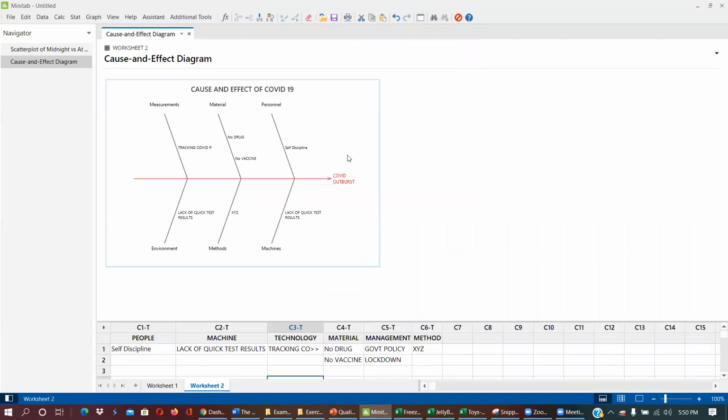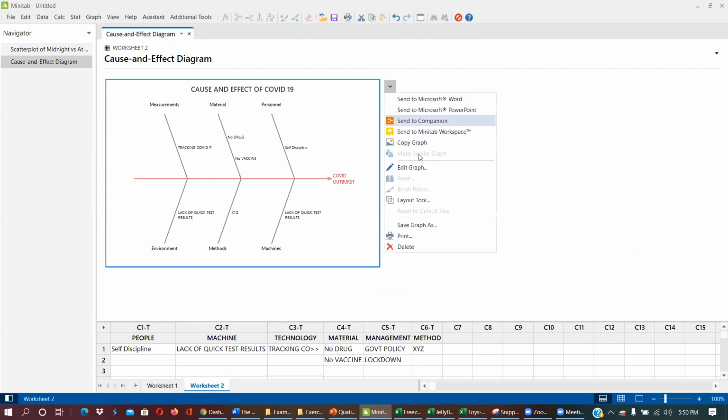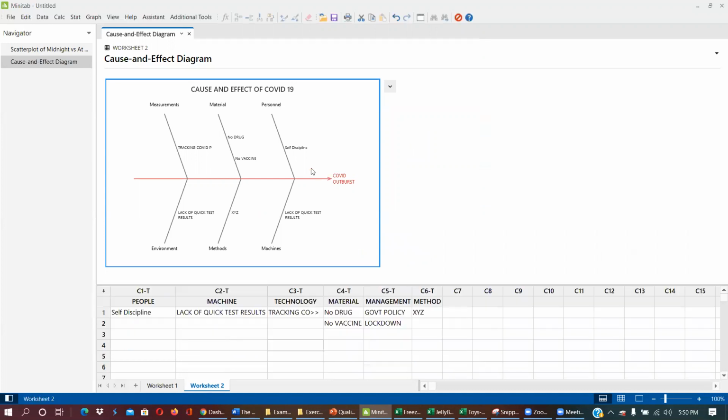So here you can see this is my cause and effect. I can copy here and I can paste anywhere like you do in your assignment. So this is a fishbone diagram, or cause and effect, or Ishikawa.